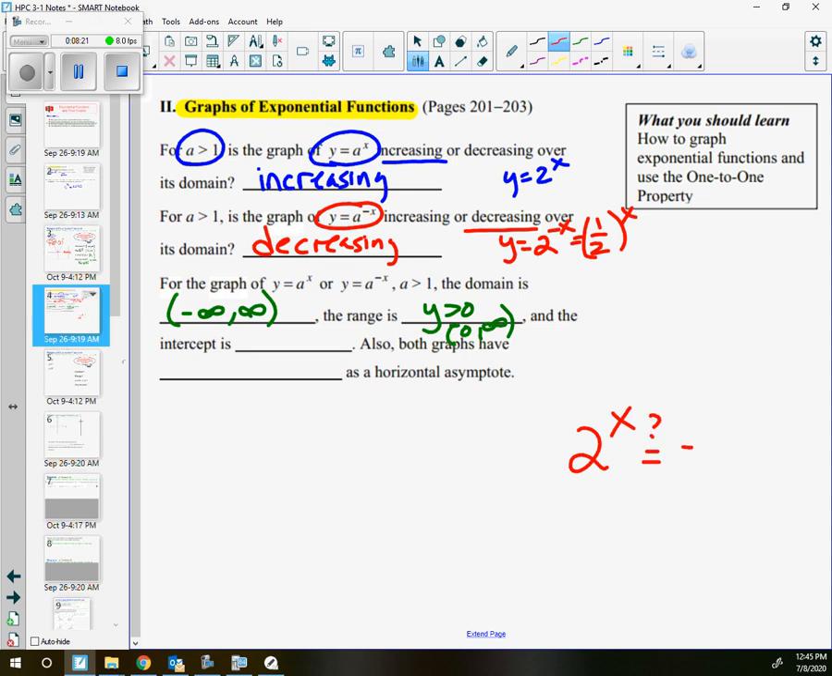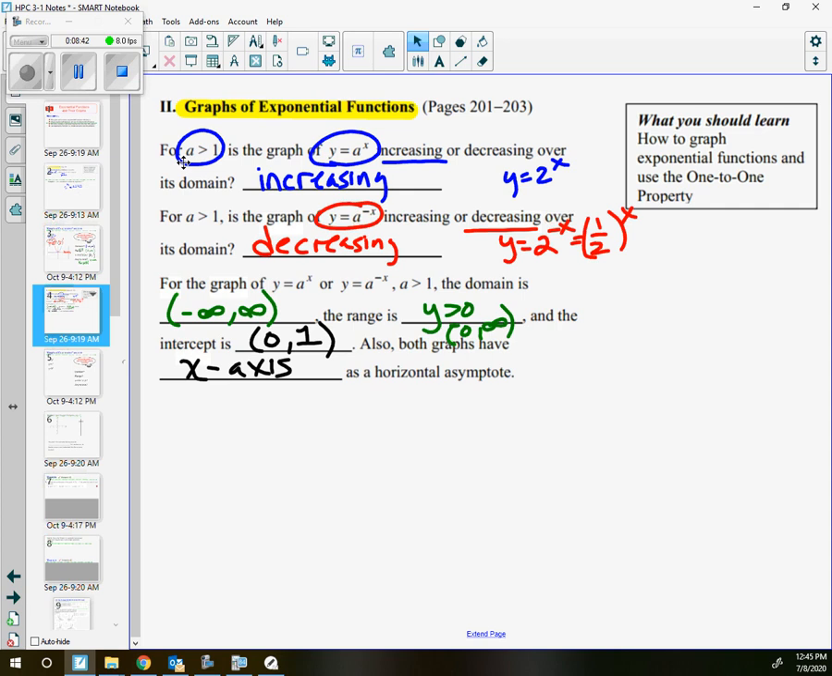Impossible, right? Because it's always going to be either something maybe really big or really small, but it can never be negative because the base isn't negative. So it's always going to give you that positive result. And the y-intercept, always the point (0, 1), every single one of those, because anything to the 0 power is 1. And both of them have the x-axis as a horizontal asymptote. So really important key features of exponential graphs.